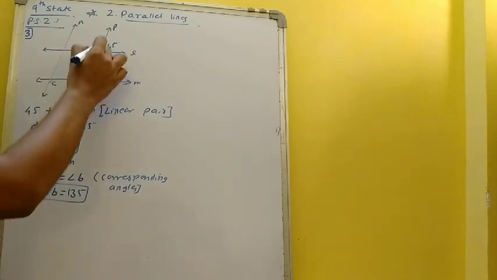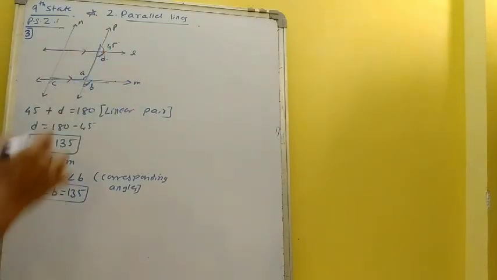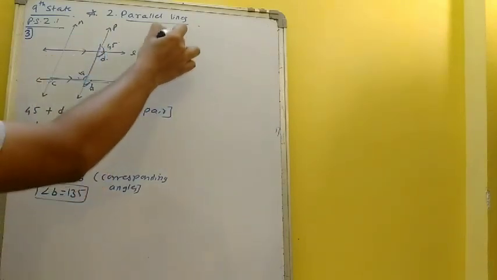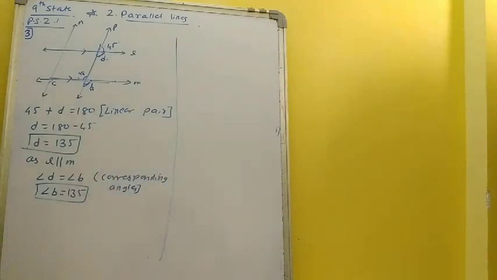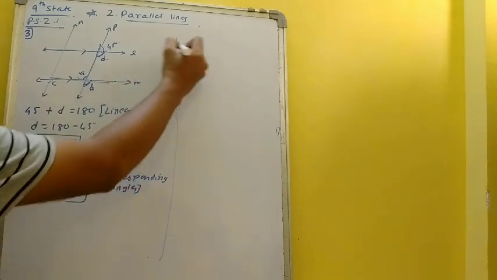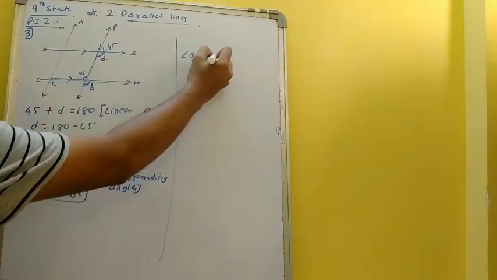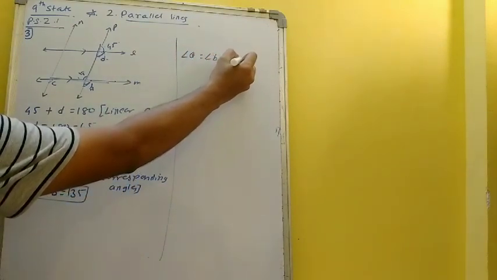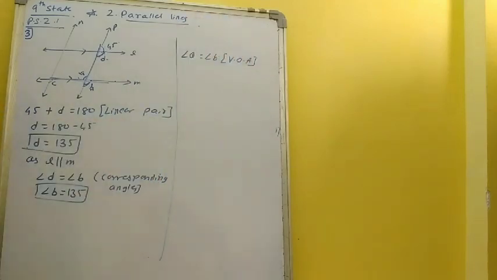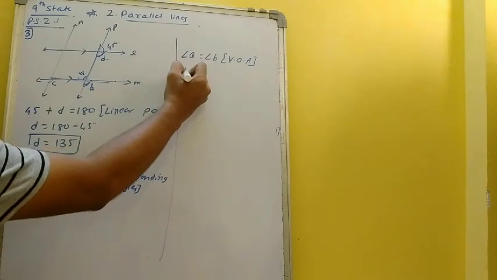We have two intersecting lines over here. So A and B are equal, vertically opposite angles. So I can say that angle A is equal to angle B. VOA means what? Vertically opposite angles. Now what was angle B? It is 135. So angle A is also 135.